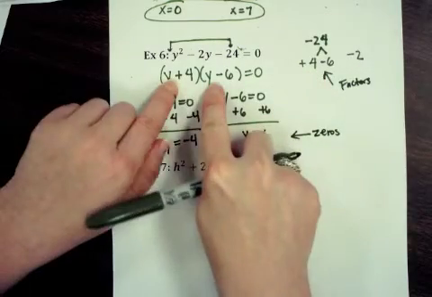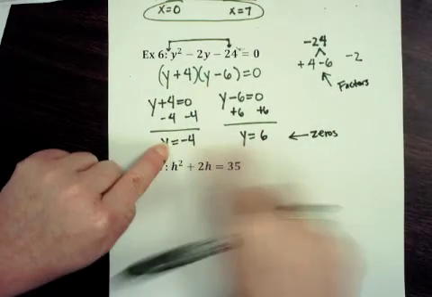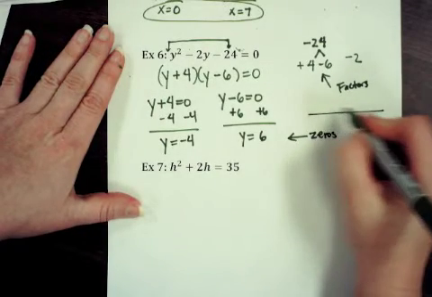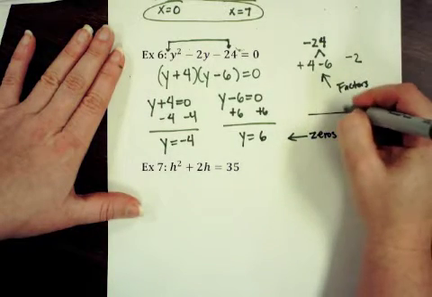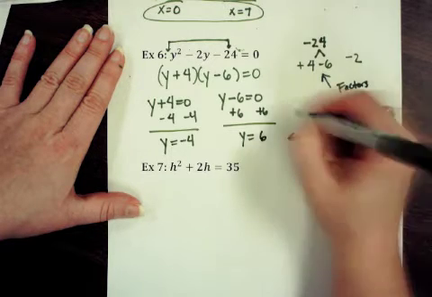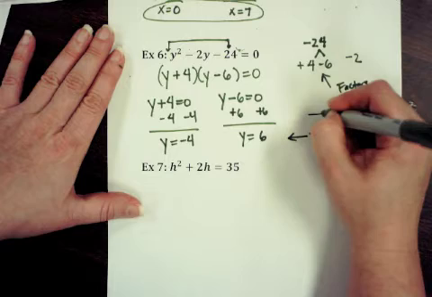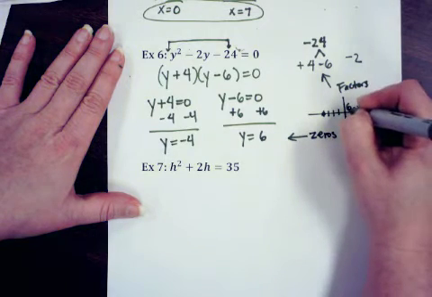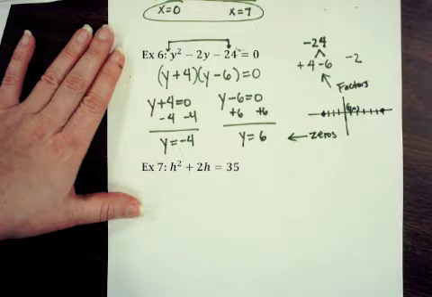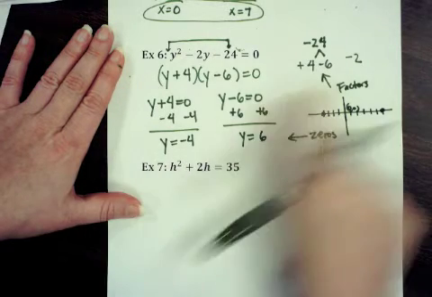Factors are what factor to give me. Zeros are where it would be on my x-intercept. So it's going to cross it, if this is 0, this is 0, 0, then it would cross it at -4 and 6. Okay? So zeros and factors.